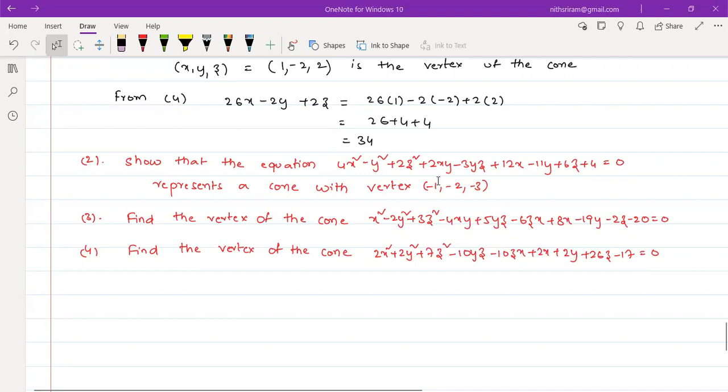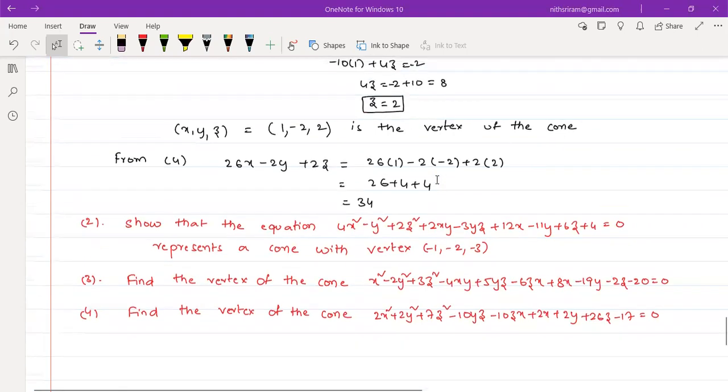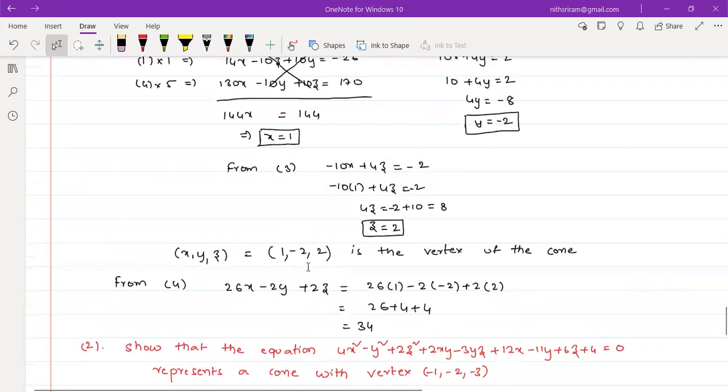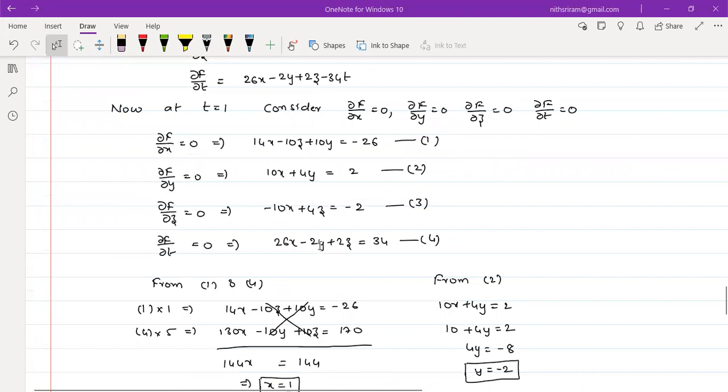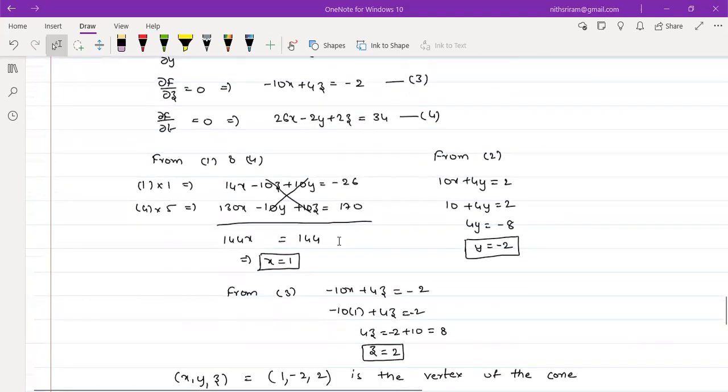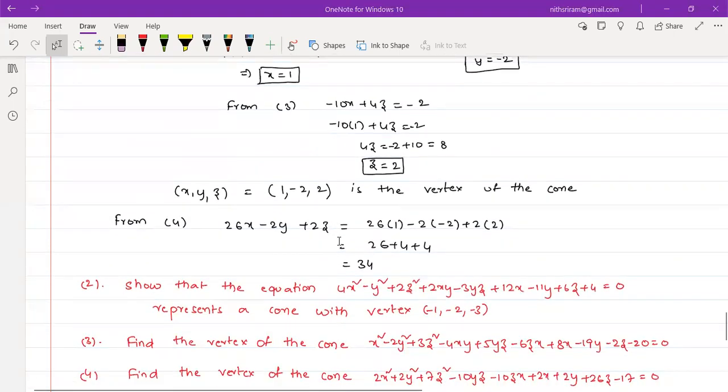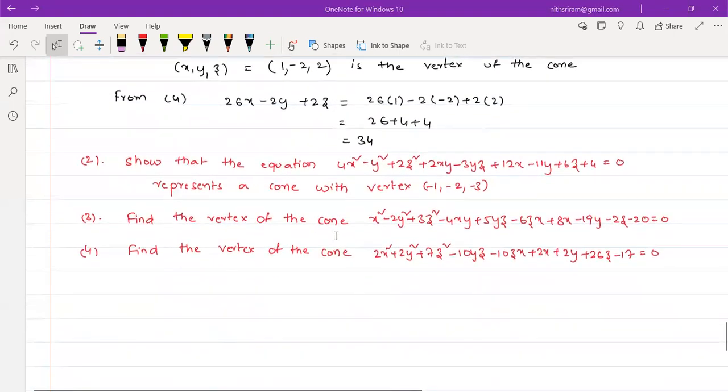So first of all, we have to find the vertex. After finding the vertex, we verify whether the vertex is the correct one or not by substituting it in any one of the equations we have from the four equations. Whenever we substitute the vertex in this particular equation, if it satisfies, then we say that the equation represents a cone. So this is an indirect question, and we have to solve this problem in the above way only.